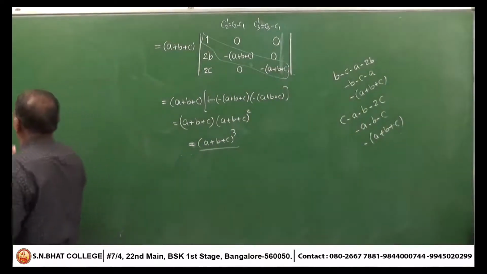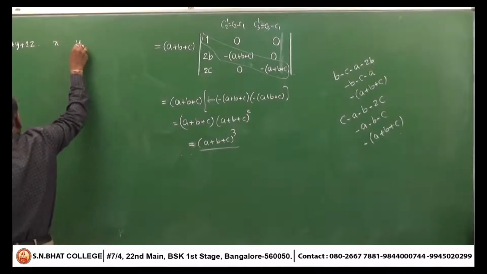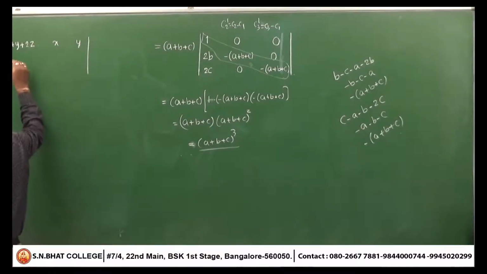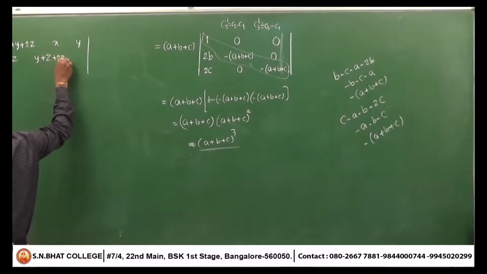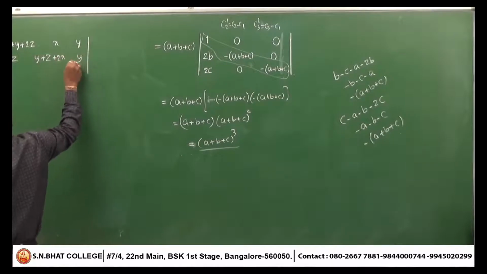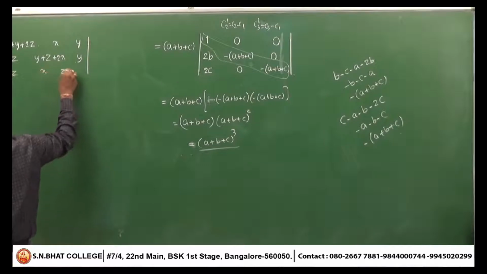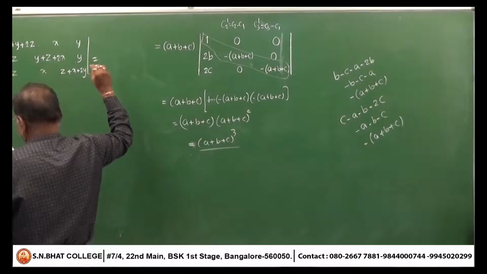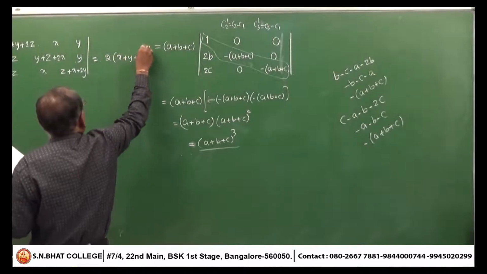Next problem is prove that the determinant of x plus y plus 2z, x, y; z, y plus z plus 2x, y; z, x, z plus x plus 2y is equal to 2 into (x plus y plus z) whole cube.